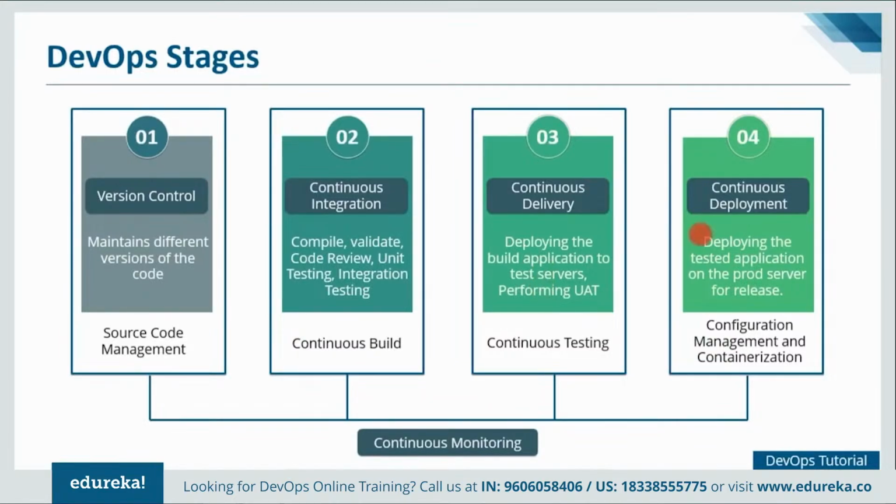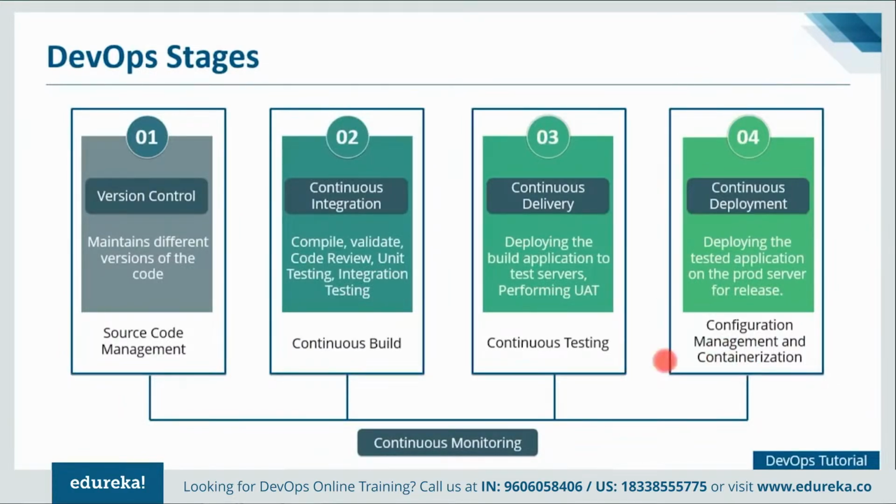Next, what happens? You deploy your application onto the prod servers for release once your application is tested successfully. This can also be automated, but it is not a good practice, because before releasing your product in the market, you need to perform certain other checks. You need to market your product. There are multiple things that you need to consider, and that is why continuous deployment is not recommended. Under this, we have configuration management and containerization. Configuration management tools are basically Chef, Puppet, Ansible, and SaltStack, which can provision and deploy your application onto the prod servers. And containerization is basically Docker containers, which serve a similar purpose.